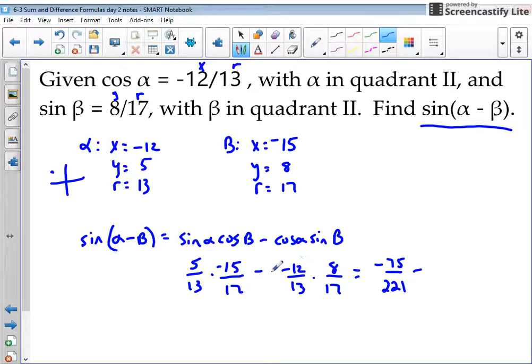Over here, I'm subtracting a negative 12 times 8, which is 96, so I'm going to call that plus 96 over 221, in which case I can just go ahead and combine those two together where I get 21 over 221. That actually does not simplify. So my answer is right here.